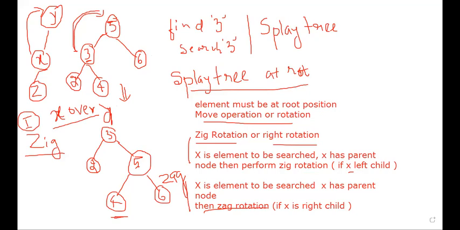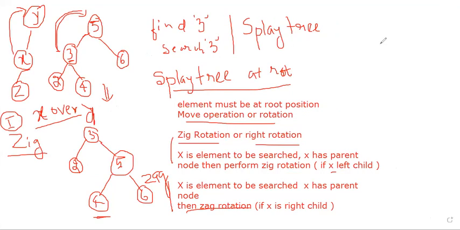If you understood this, let us go for the next one. Here the element 3 is present in the root node. Now say you want to find or search the element 5. The element searched is 5, and the element is present.